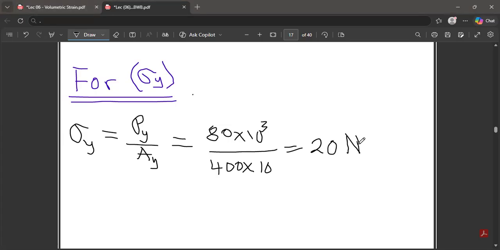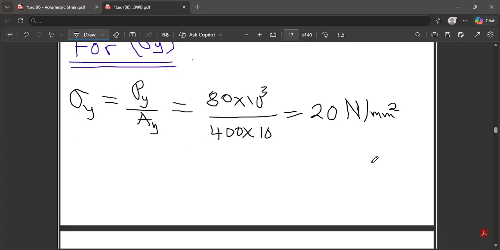20 Newton per millimeter squared. Exactly. So let's go and do the last one.